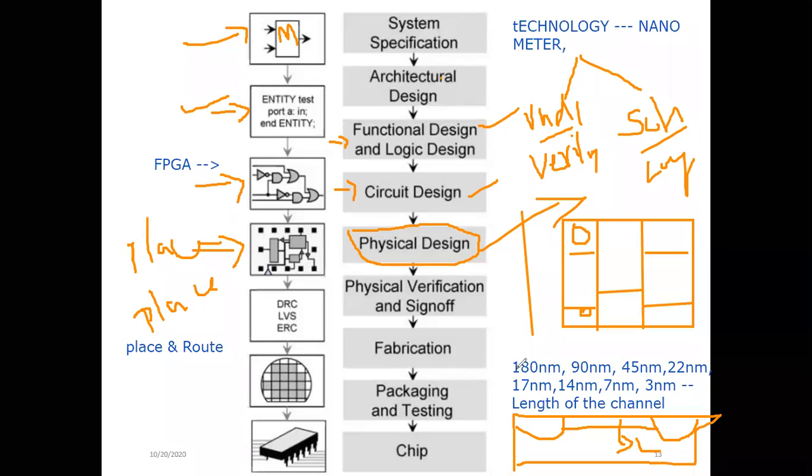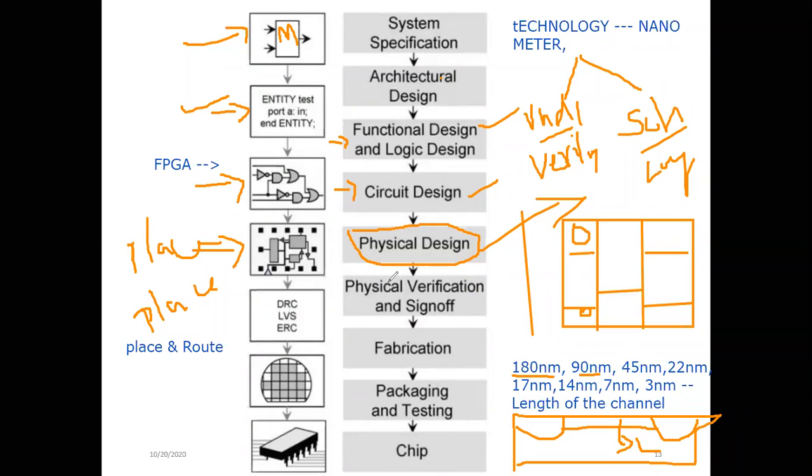Gradually, nowadays, the length of the channel is getting reduced. When the length of the channel reduces, what will happen? Automatically the electron movement will be very fast. Then the performance will also be very fast. At the same time, the size of the transistor will also get reduced. That is very important. That is what we are going to take care of here.